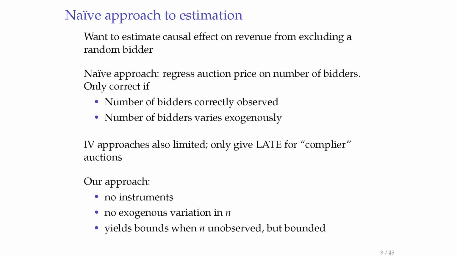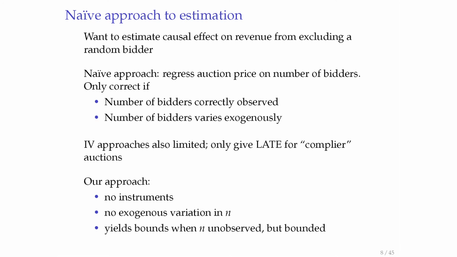You might think that you could do this just by regressing revenue on numbers of bidders, for example, and you'd see the effect of changes in the number of bidders on revenue. That would work if the number of bidders is correctly observed, and if the number of bidders varies exogenously. But if it doesn't vary exogenously, you'd want some instrument. But even instrument approaches aren't going to give you exactly what we want. We don't just want some LATE, some local average treatment effect. We want to know really the average treatment effect of changing the number of bidders, of removing an actual random bidder.